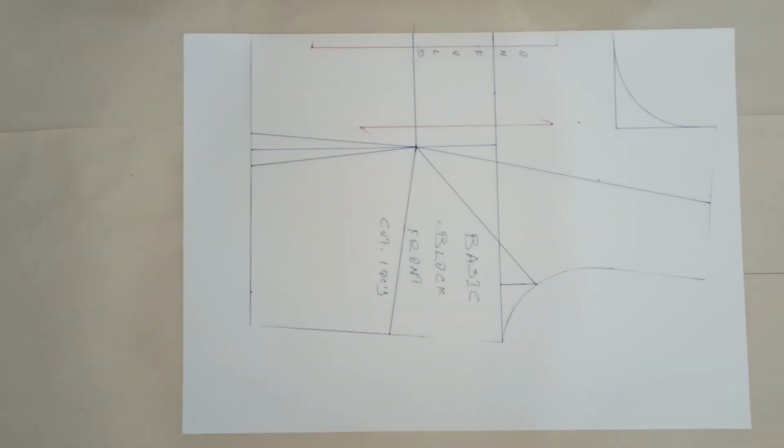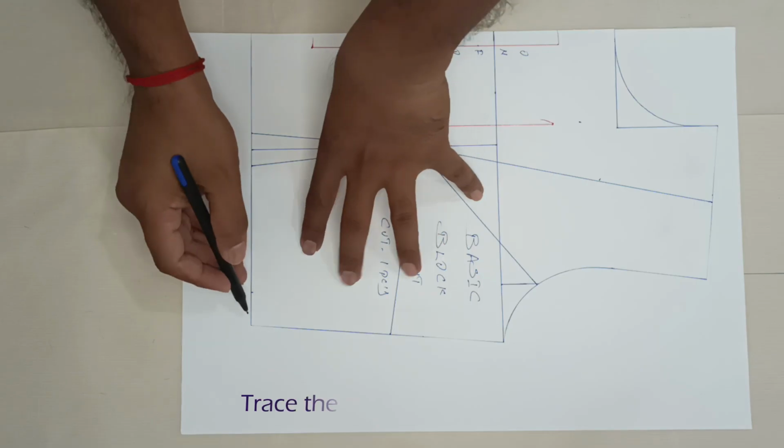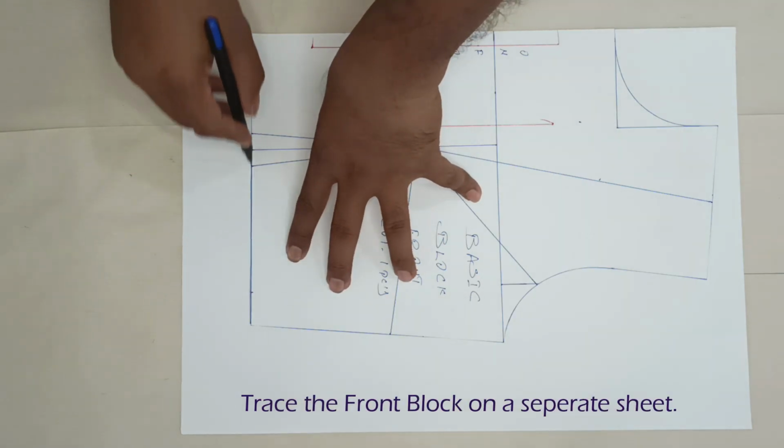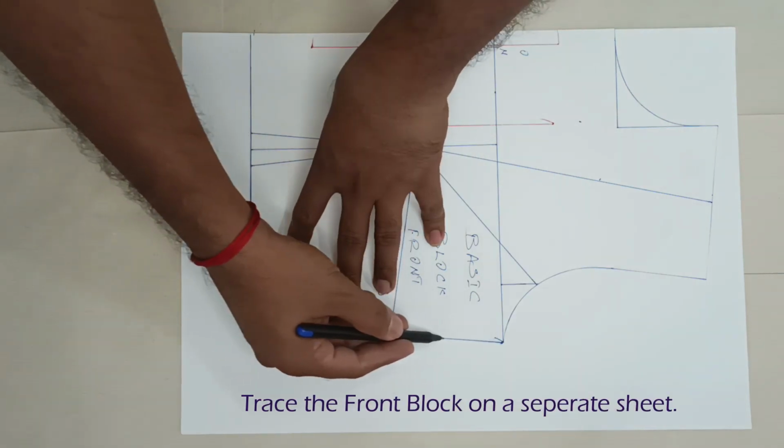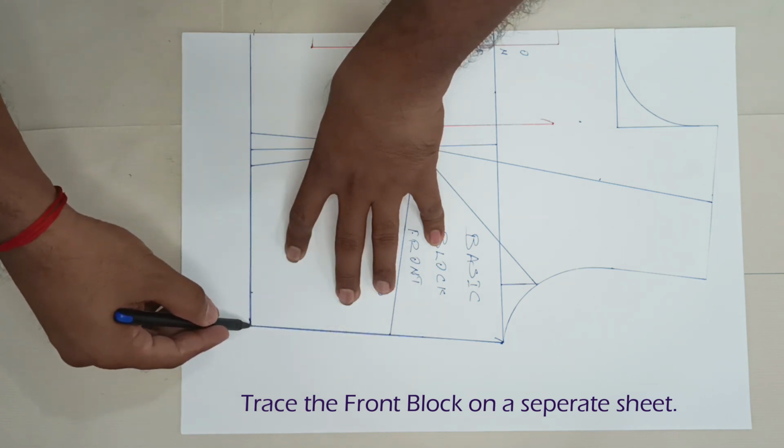Trace the front basic bodice block. Draw the waistline, side seam line and shoulder line. These are the main 3 lines that you have to trace.